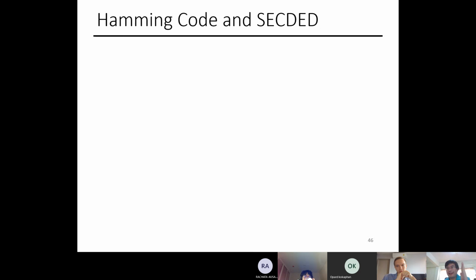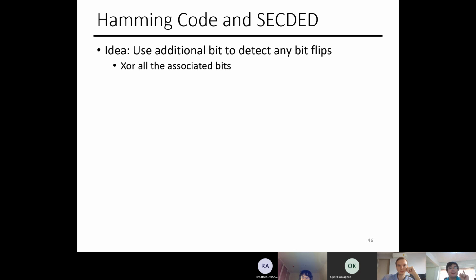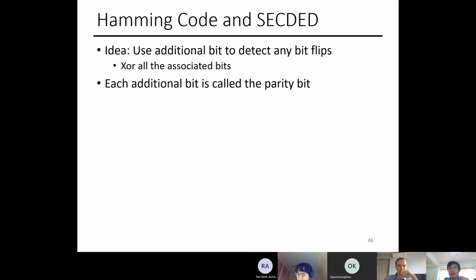SECDED stands for single error correction, double error detection. It means that I can add these bits, which allow me to correct one bit of error automatically. Or if it happens that 2 bits flip at the same time, I can detect that. The idea is to add additional bits to detect any bit flips by using XOR. And we'll go through an example of how this works. Each additional bit is called a parity bit. The word parity is used a lot in computer science.